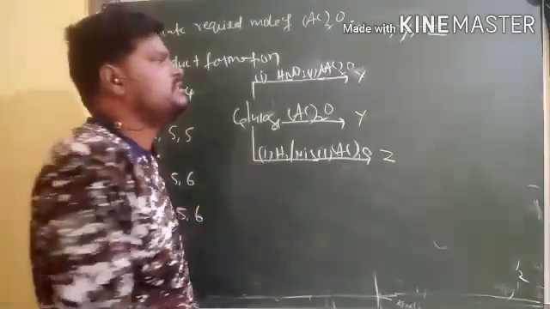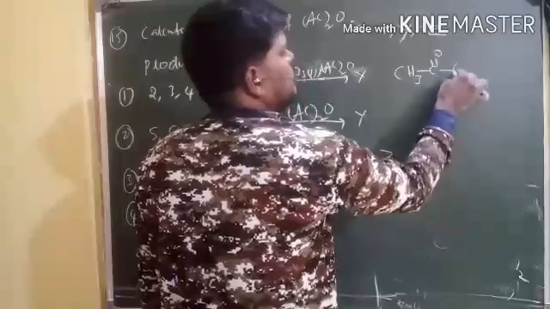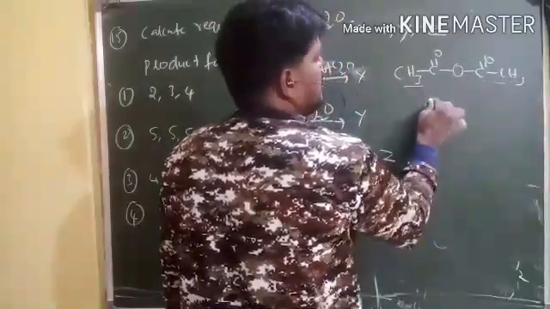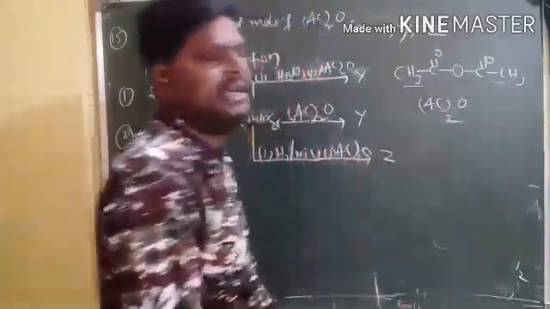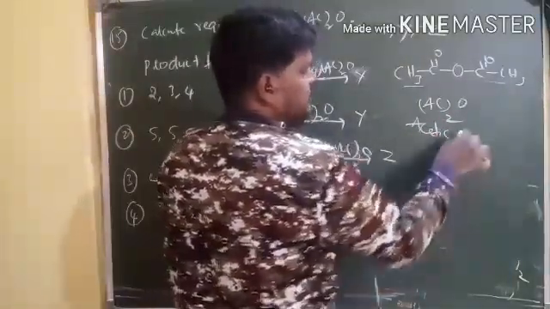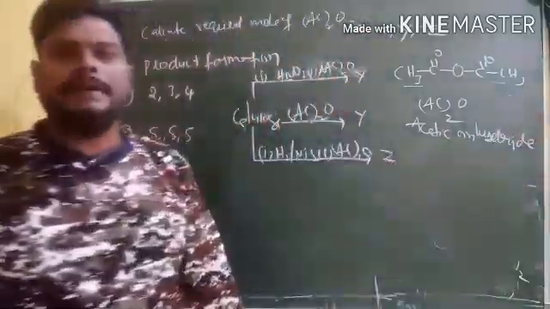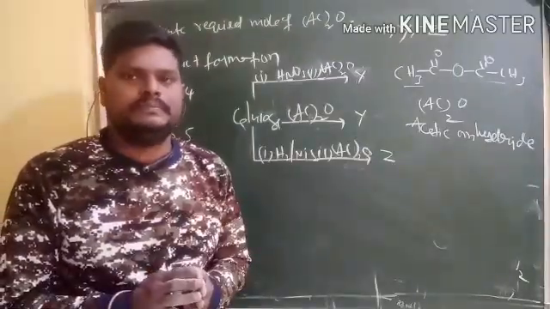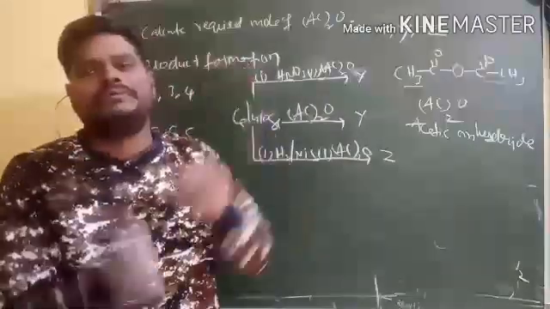Do you know what Ac2O means? What is the meaning of Ac2O? CH3 C double bond O, C double bond O. So Ac is taken twice, two times are there. That means it is acetic anhydride. Usually acetic anhydride is used to measure how many OH groups are present in a particular compound.